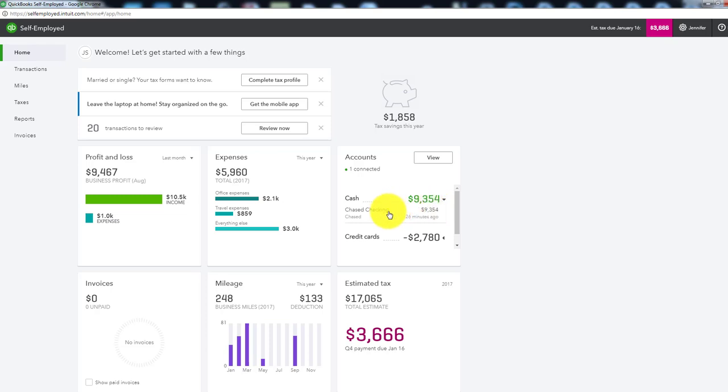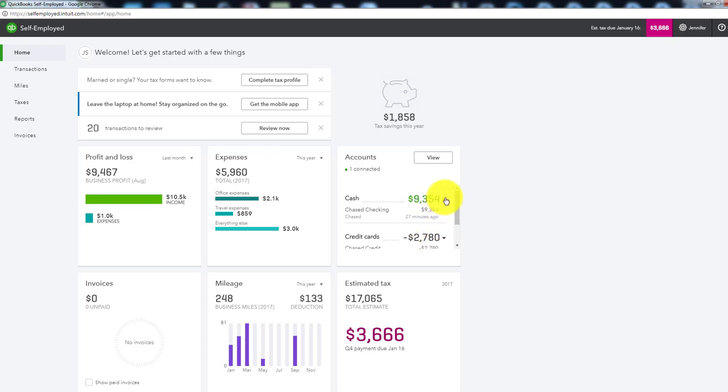So for example, let's say you had 3 different accounts connected to your QuickBooks Self-employed. Let's say you had Chase, you had Bank of America, and SunTrust. Well, each one is going to have its own individual total. And then you can find the summarized total right next to the cash line. That's going to give you how much you have in all of the accounts you have connected to QuickBooks Self-employed.